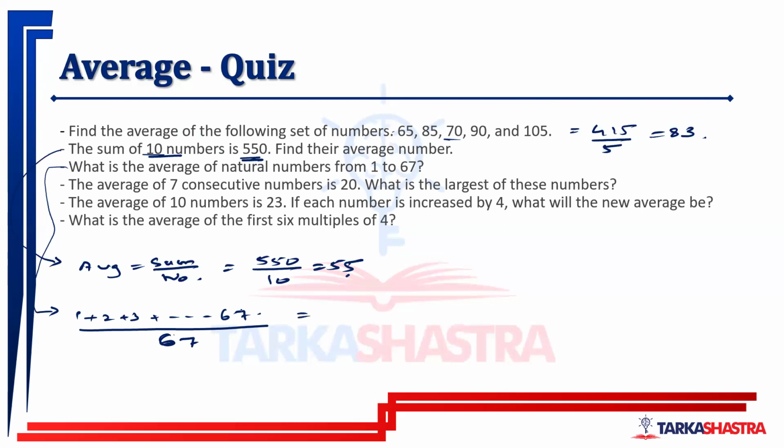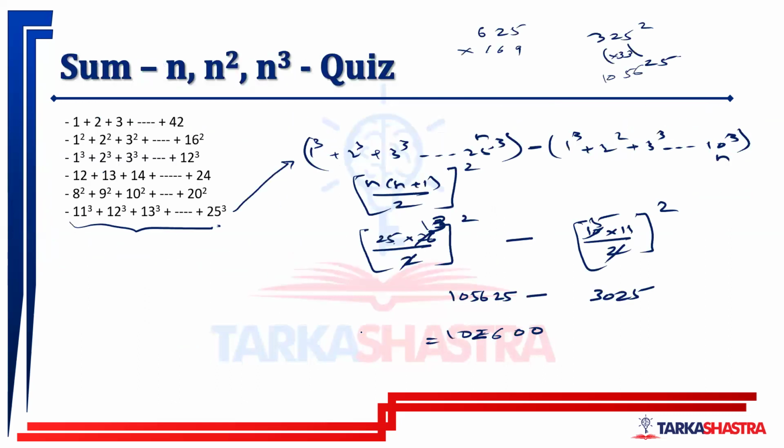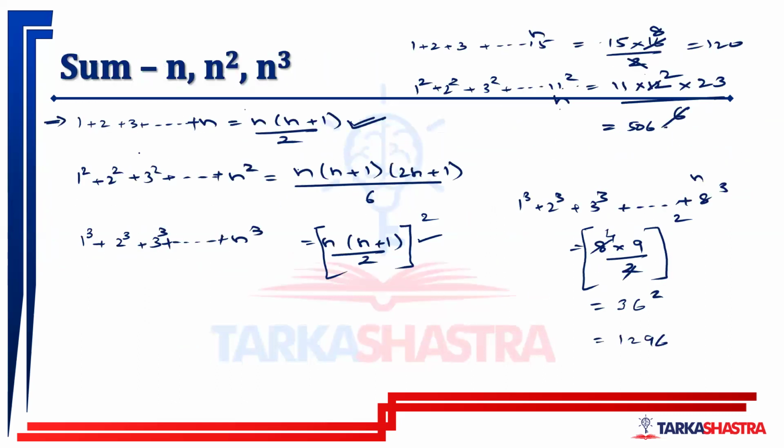So what do we get here? 1 plus 2 plus 3 up to 67 is 67 into 68 divided by 2. This is the sum of the quantities, upon the number of quantities, which is 67. The sum of the quantities we have done from here only: 1 plus 2 plus 3 up to n is n into n plus 1 by 2. So here it is up to 67, so 67 into 68 divided by 2.